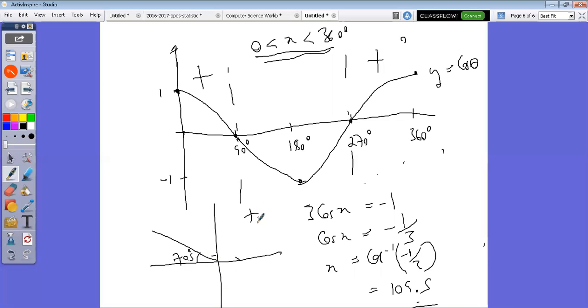We said cosine is positive in the first and last quadrant. You can tell from the graph if you have forgotten. So it's negative in the other quadrant here. Clear now? So we also do another 70.5, which means it's 180 plus 70.5. What's 180 plus 70.5?